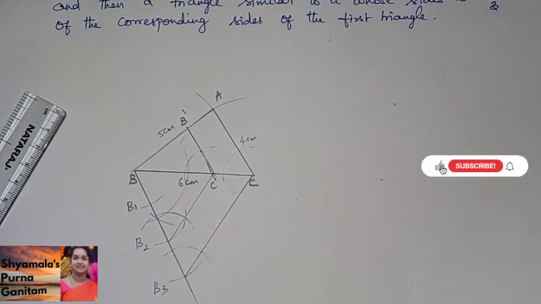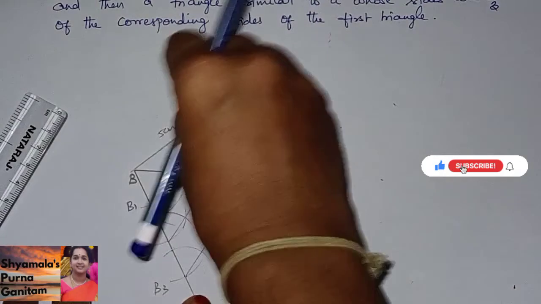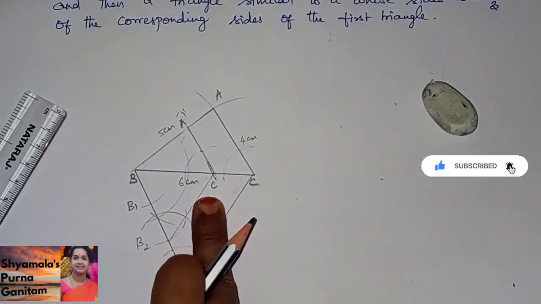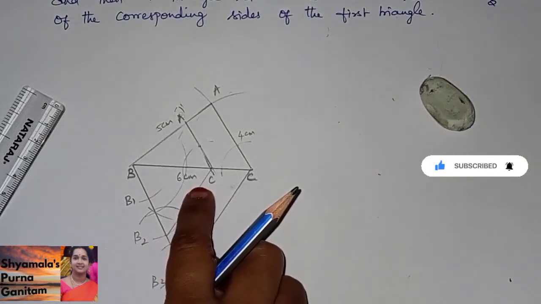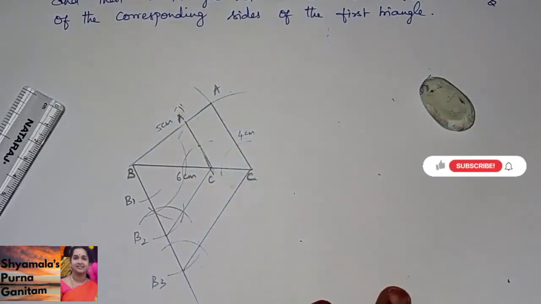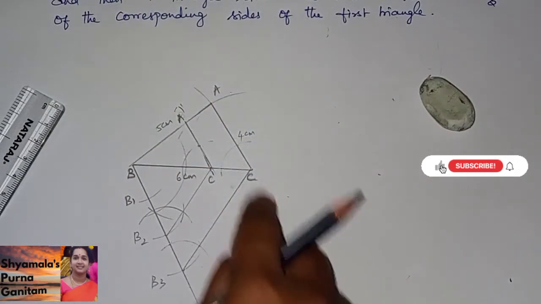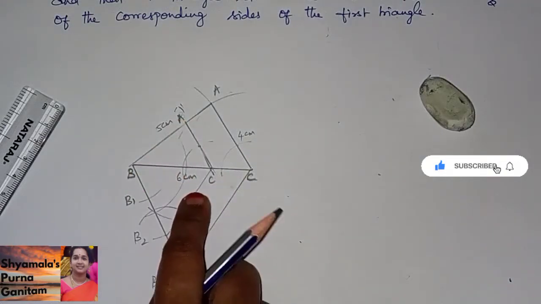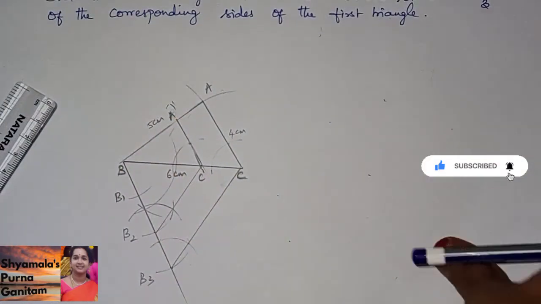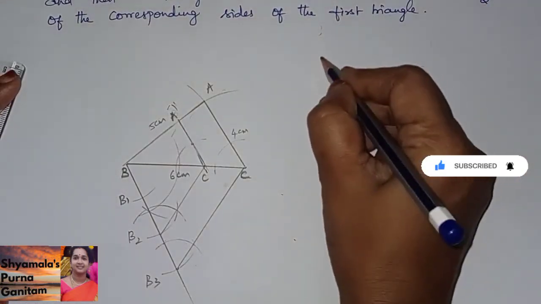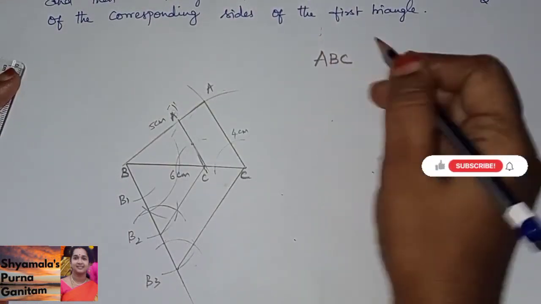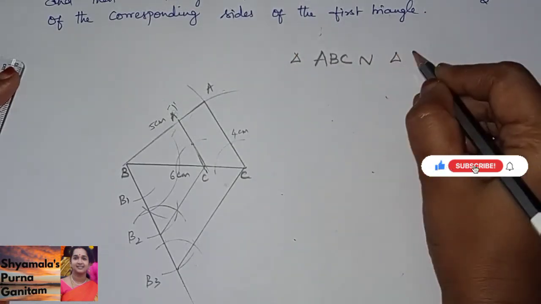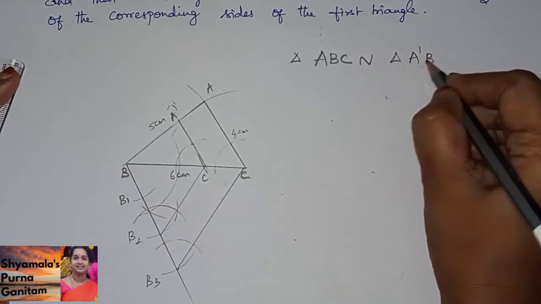So we'll make this as A dash. So A dash B C dash is the required similar triangle with the scale factor 2/3 of triangle ABC. So ABC is the original triangle and A dash B C dash is a triangle similar to this triangle ABC. Triangle ABC is similar to triangle A dash B C dash.